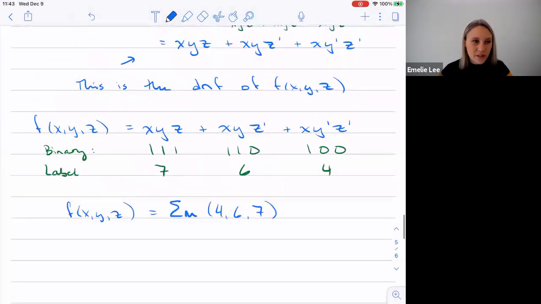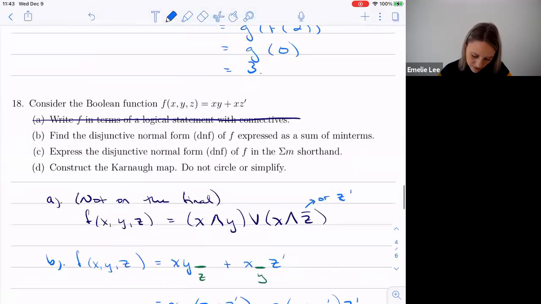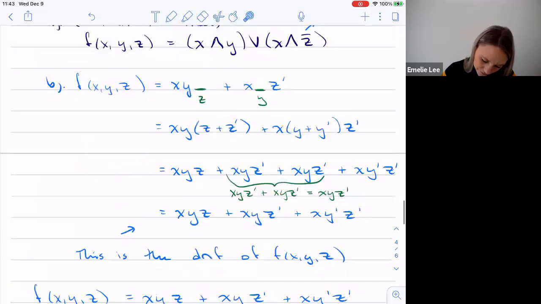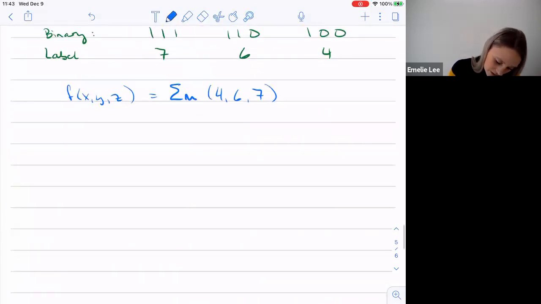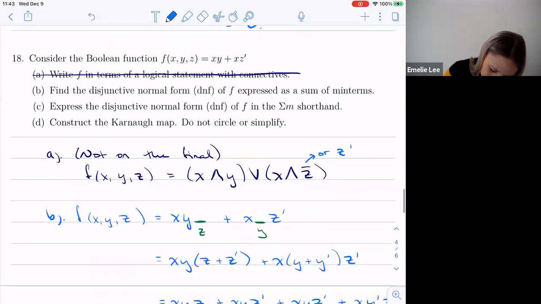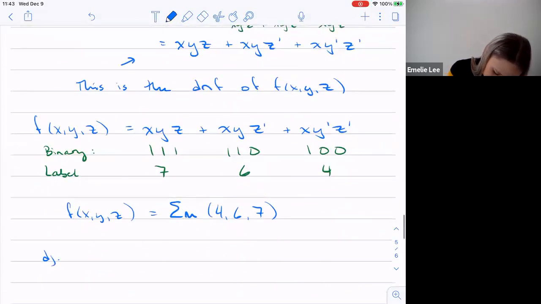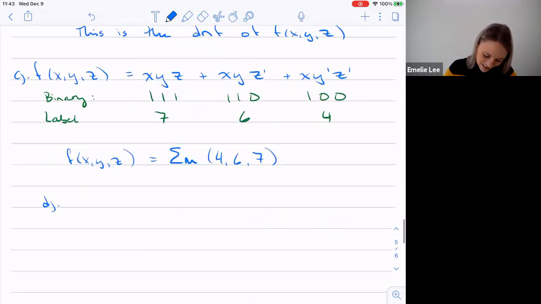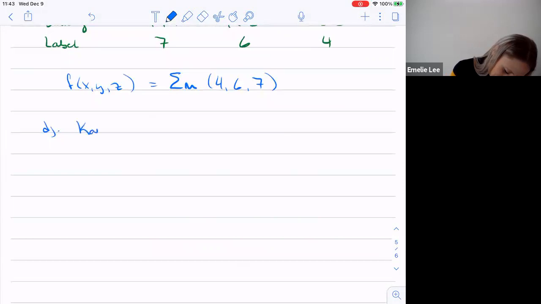Okay, good. Now, so we've done that, and then construct the Karnaugh map. Do not circle or simplify. Okay, so just make the map, nothing crazier. With 3 variables, it's not bad, right? D, I think it's D. And C, I didn't label. There. The Karnaugh map.